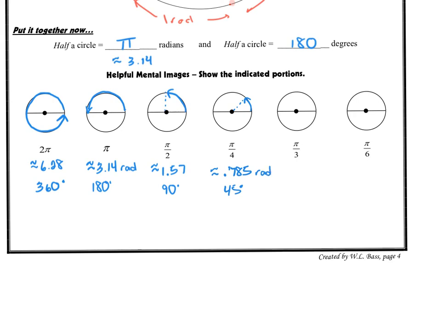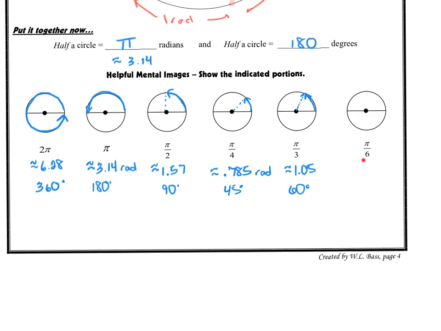Pi over 3, okay, we're going to take this half circle, this one right here, and we're going to divide it into 3 pieces. So we're thinking 180 divided into 3 pieces, and that gets us to 60 degrees. Now, if we take that 3.14 and divide it by 3, we're going to get approximately 1.05, and that goes back to the original thing that I talked about at the very beginning of this, that 1 dot, or the first dot, or 1 radian, is about 60 degrees. So sure enough, that first dot is about 60 degrees, just what we expected.